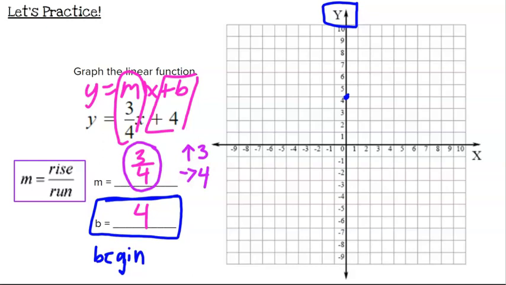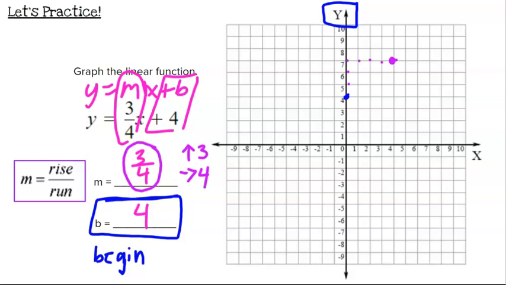So from this blue point, that starting point, we don't start in the middle, we start at this blue point that's on the y-axis. We're going to go up 3 lines, so 1, 2, 3, and then we're going to go over 4 lines. 1, 2, 3, 4. Once I get there, I'm going to put a big point, so I remember that that's where my graph is going through. And then I'm going to do that one more time.